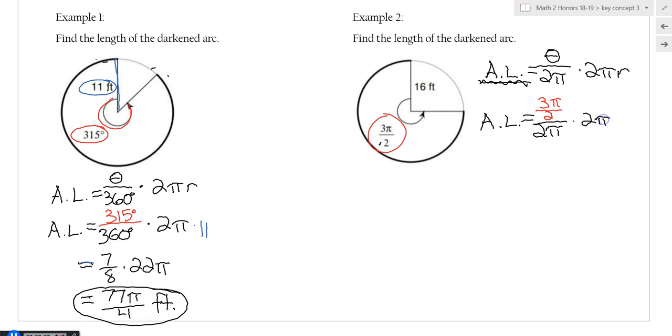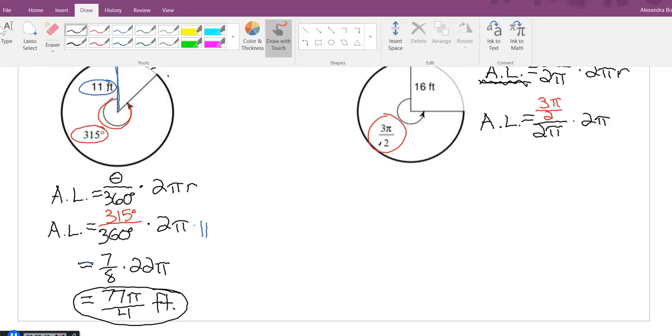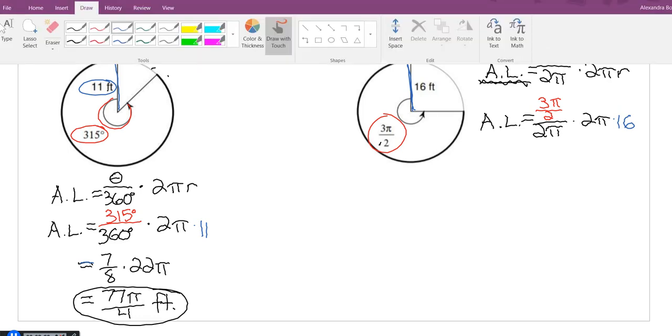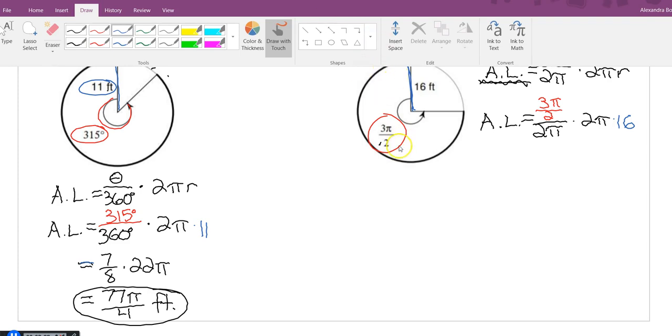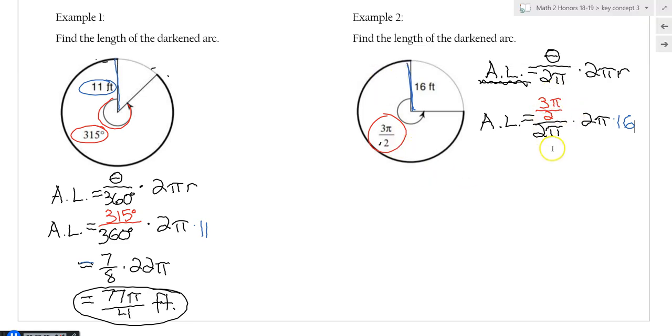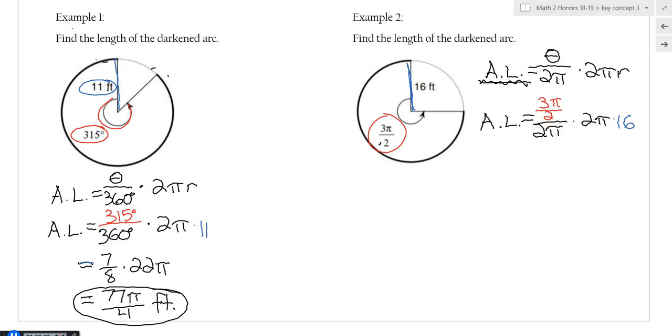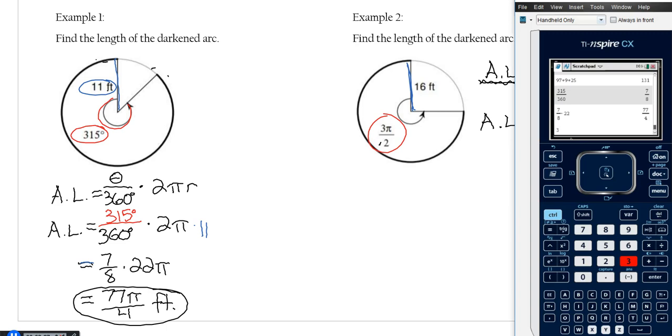Times 2 pi. My radius here is 16. So then, I'm going to do this part first. The first thing I see is that these pi's are going to cross out. You should be able to see that. Pi divided by pi. So I have 3/2 divided by 2. And that does give us 3/4.